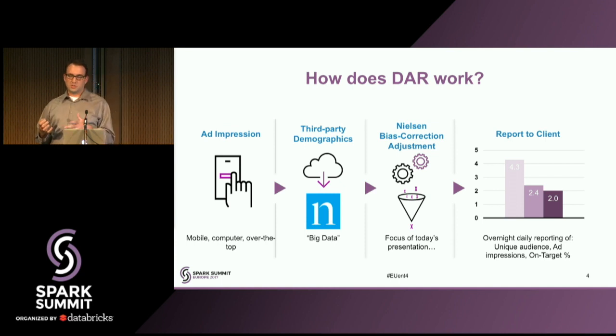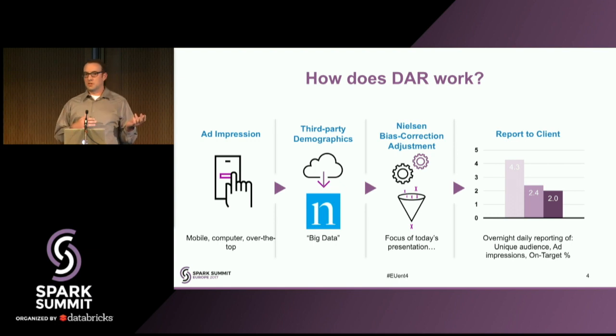The next thing we do is, our clients are very interested in accuracy. They want accurate measurement. And the thing with big data, and especially using demographics provided by a third-party data provider, is that it's not 100% accurate every time. So that's where Nielsen comes in. We apply our methodology to actually adjust this third-party big data for different biases, which I'll go into in detail here in a second. And that's going to be the main focus of today's presentation.